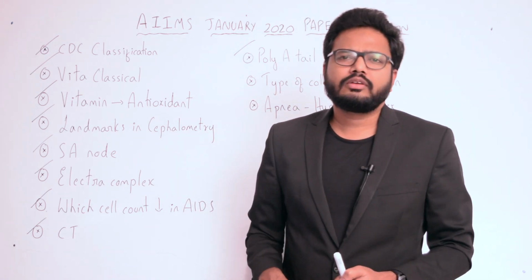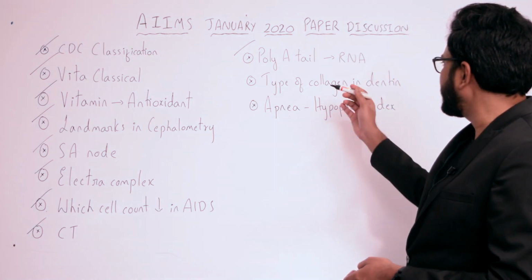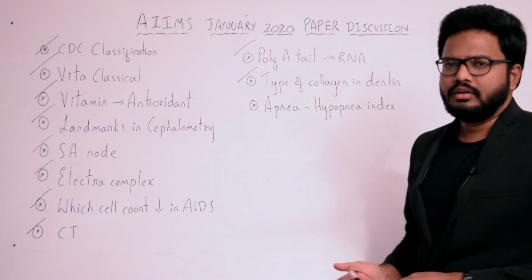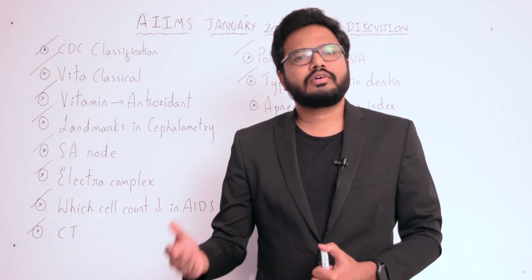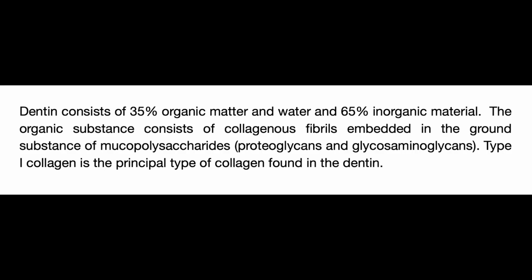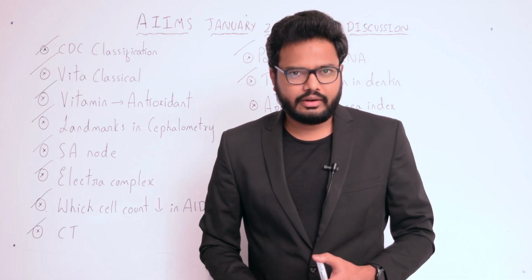Okay, now let's move on to the next topic, which is the type of collagen found in dentin. I'm sure you're quite familiar with this, type 1 collagen. If you refer to Orban's, it's clearly mentioned that dentin contains 35% organic matter and water and 65% inorganic material. The organic substance consists of collagenous fibrils embedded in the ground substance of mucopolysaccharides, namely proteoglycans and glycosaminoglycans. And type 1 collagen is the principal type of collagen found in dentin, right?